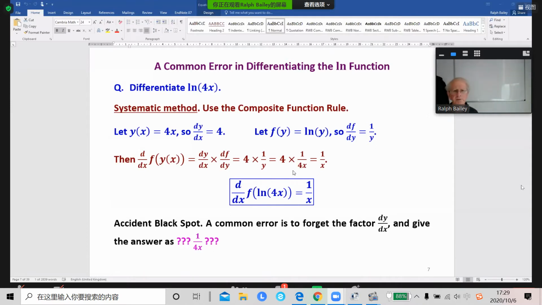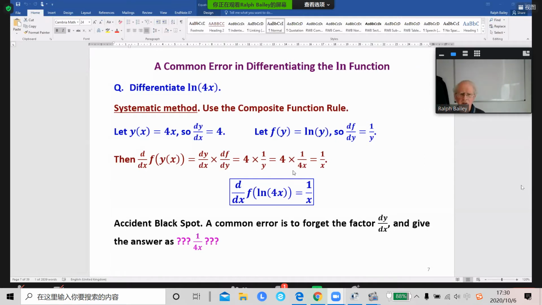Right, so it seems to make sense. If you differentiate log x, you get 1 over x. So surely, if you differentiate log of 4x, you should get 1 over 4x. But I'm afraid it's not so simple. Because you're not differentiating. It would be true if you were differentiating log 4x with respect to 4x, but you're actually differentiating with respect to x. So there's a different answer.